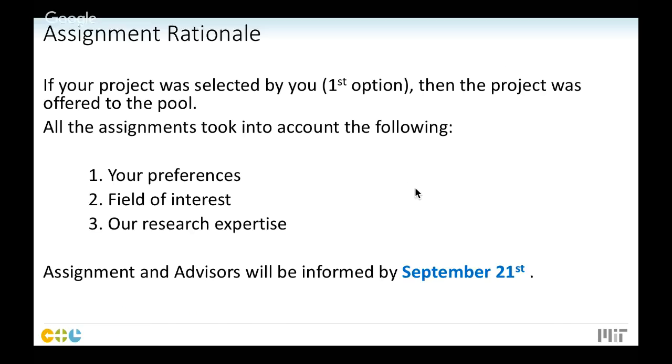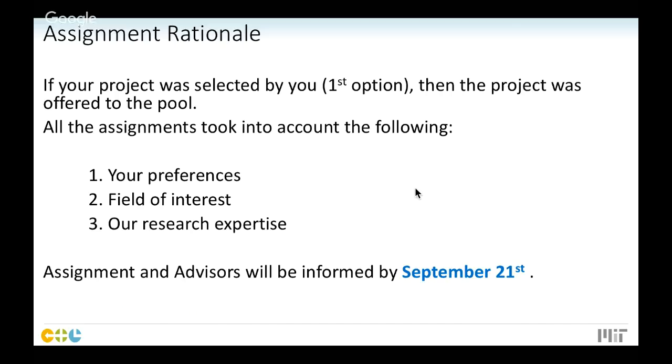And then the rest, as we discussed before, we took into account your preferences. So you were asked to select 10 projects, to rank 10 projects. So you could have been assigned to any of them. The field of interest, we also considered that as well. And also the research expertise of CTL, right? Particularly for the assignment of the advisors.